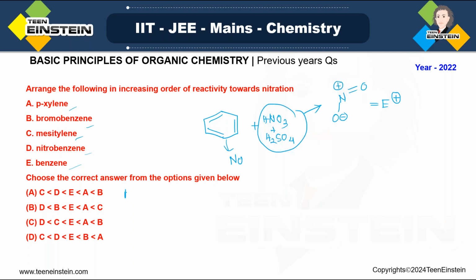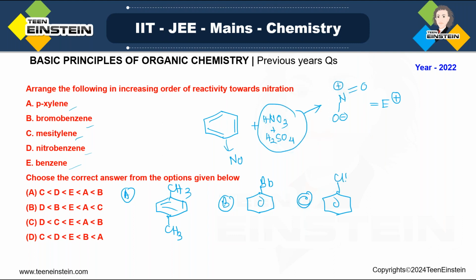Now we will draw all the structures. Compound A is xylene. Paraxylene is this molecule where we have 2 methyl groups at para positions. If I am saying orthoxylene, it will be 1 and 2 positions. Then we have compound B, bromobenzene. Then we have mesitylene. Mesitylene has a total of 3 CH3 groups present at 1, 3 and 5 positions. Then compound D, nitrobenzene, we have 1 nitro substituent, and then we have simply benzene.